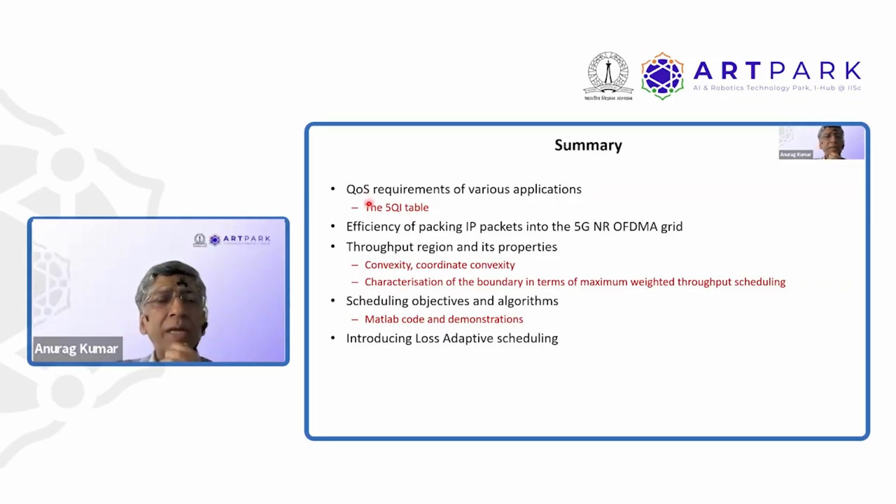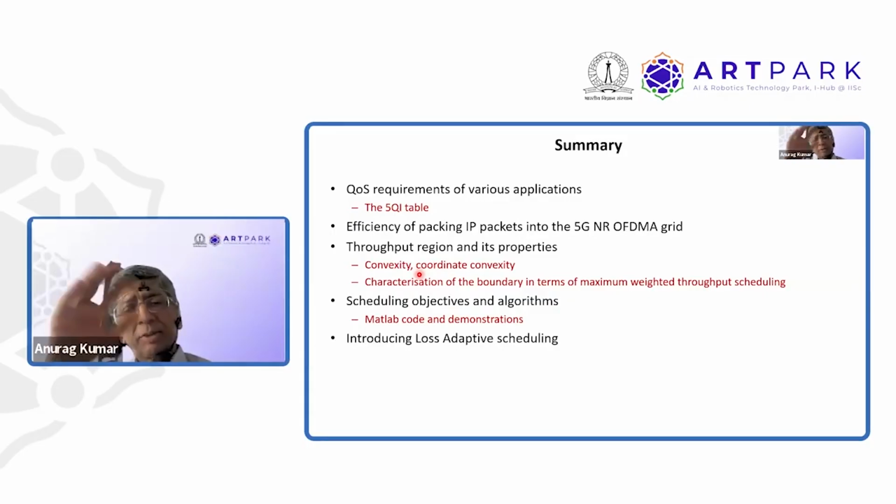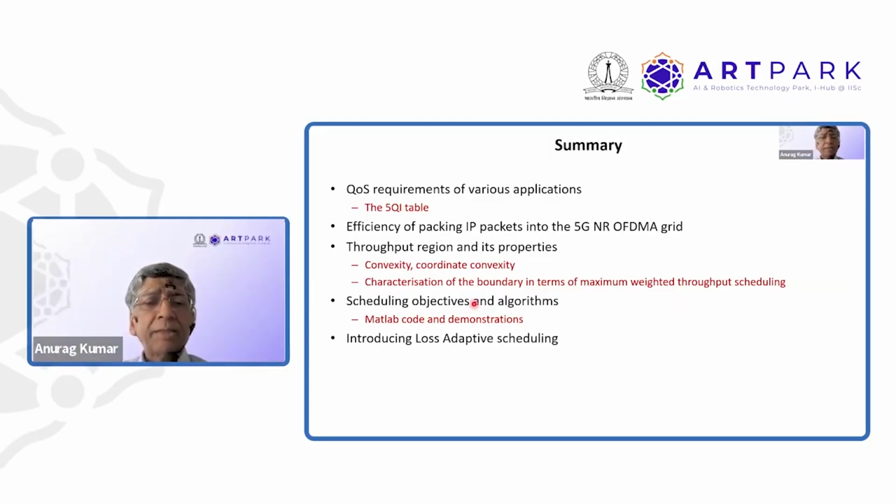We learned about the QoS requirements, the 5QI table, the architecture for 5G quality of service. We learned about how you pack data, IP packets, into the 5G NR OFDMA grid. We learned about the throughput region and its properties, convexity. We learned about optimization for various objectives on the boundary. And then we learned about scheduling algorithms and MATLAB code and demonstrations. Introduced some loss adaptive scheduling.